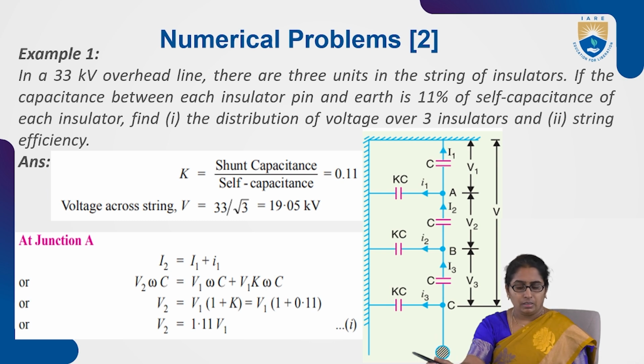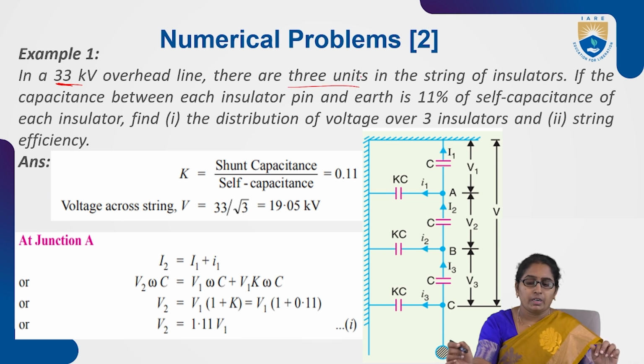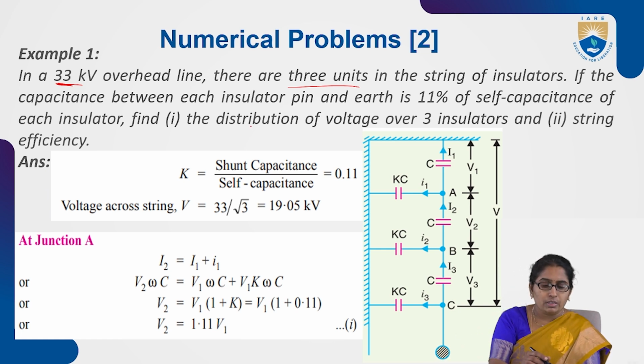Now, see the problem we have. In a 33 kV overhead line, there are 3 units in the string of insulators. Line operating voltage is given as 33 kV, and they mentioned 3 units. And the capacitance between each insulator pin and the earth, the side capacitance, that is the shunt capacitance, is 11% of self. So they have given C1 by C is equal to 11%, so 0.11.